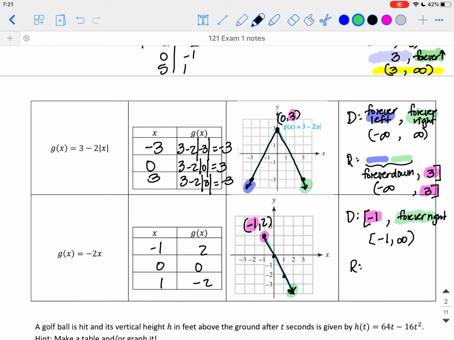Now our range. So our ranges are our y values. So it's going to be the lowest y, which is the bottommost part of the graph, all the way to the highest y, which is the topmost part of the graph. Okay, so our lowest y value is going to be this green part, and this is going forever down.